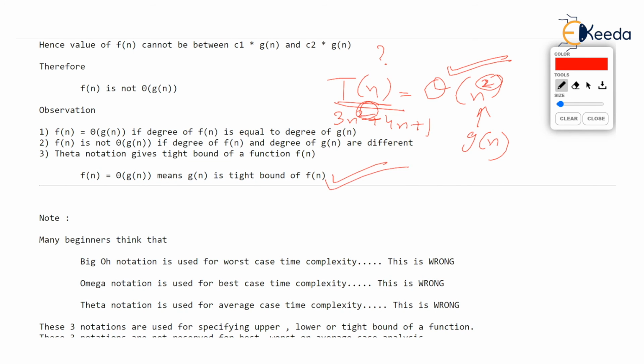So, rewinding it very fast, Fn is O of Gn means Fn is below Gn. Fn is omega of Gn means Fn is above Gn. Fn is theta of Gn means Fn is tight bound of Gn. Fn and Gn have the same degree. Fn is almost the same as Gn.